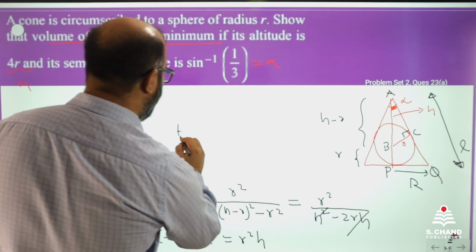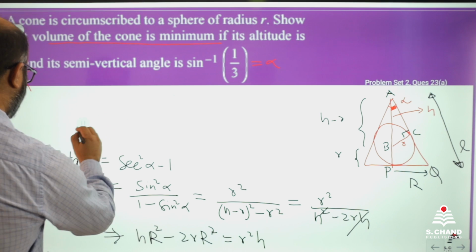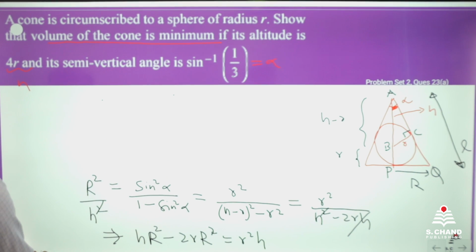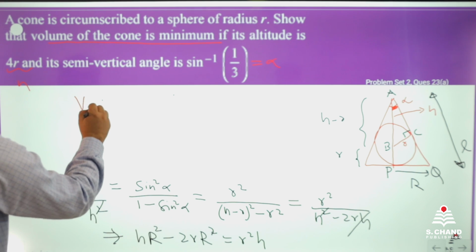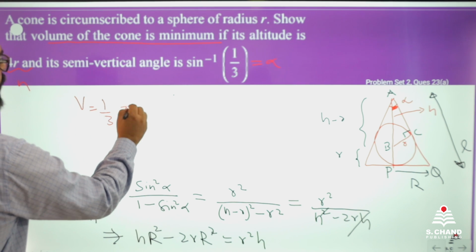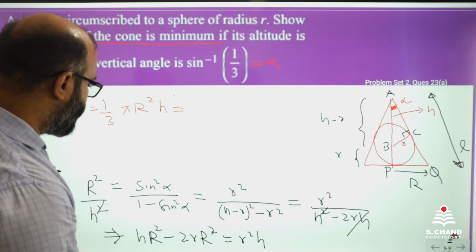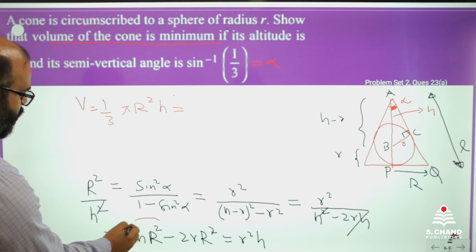And what is the volume of the cone? It is 1 by 3 pi r square h. So we will take the volume of the cone as 1 by 3 pi r square h. So if it is 1 by 3 pi r square h, then r square h is actually from here.